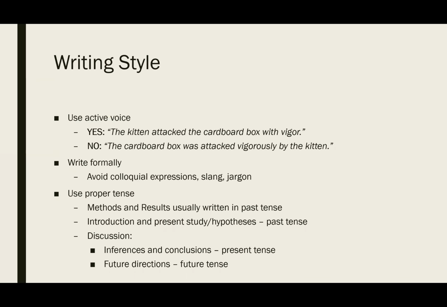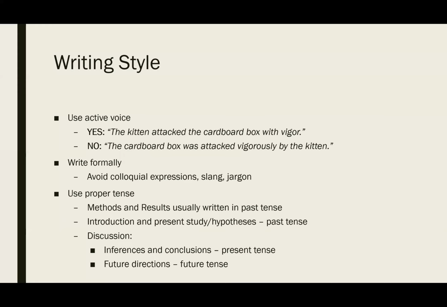For writing style, you want to write in an active voice for the majority of your research paper. In an active voice, the subject of the sentence names the actor. So the kitten attacked the cardboard box with vigor. In a passive voice, the subject of the sentence names the receiver of the action. So the cardboard box was attacked vigorously by the kitten. Hints that you're using passive voice include it feeling less direct, clunkier, longer, and sometimes just fluffy, which we don't want in research writing. You want to write formally, so of course it should go without saying that you should avoid colloquial expressions, slang, or jargon.